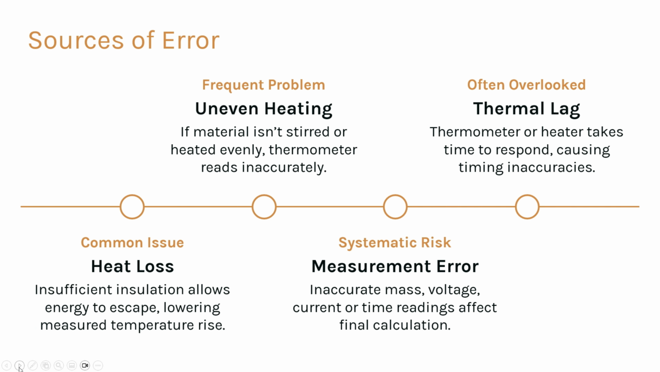Sources of error. There are several common sources of error in these experiments. Heat loss occurs if insulation is poor. Uneven heating can cause inaccurate temperature readings. Measurement errors in mass, voltage, current, or time affect calculations. Thermal lag occurs because thermometers and heaters take time to respond. Recognizing these errors helps improve experimental accuracy.